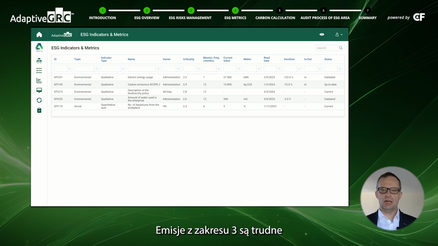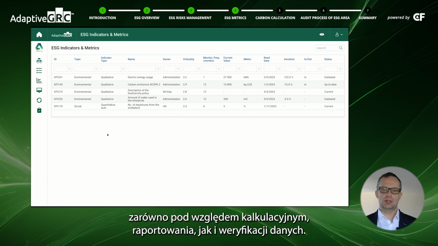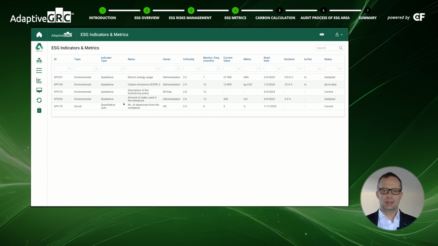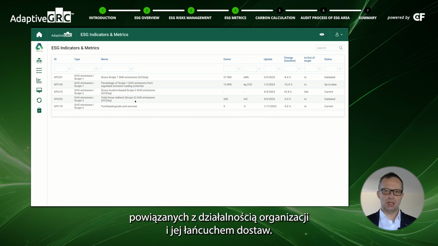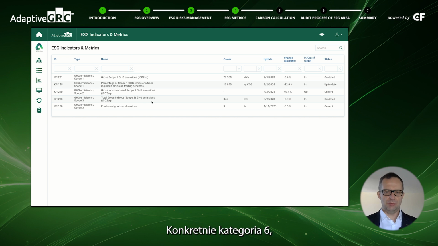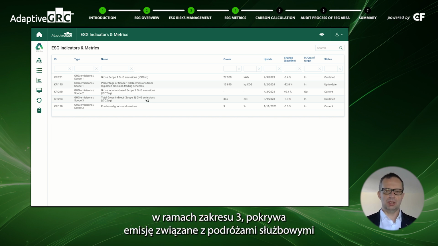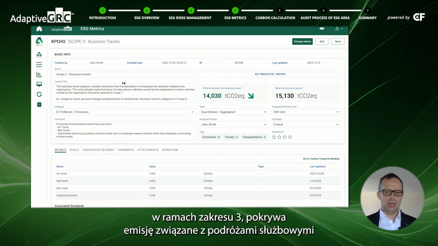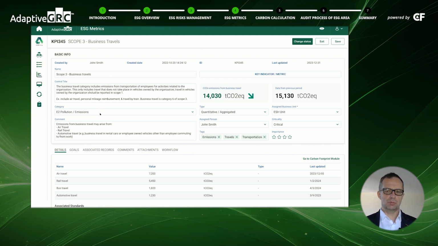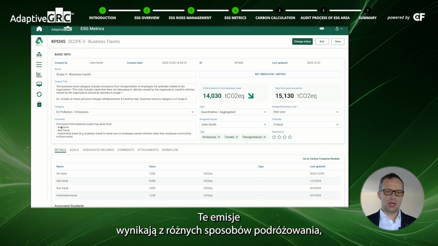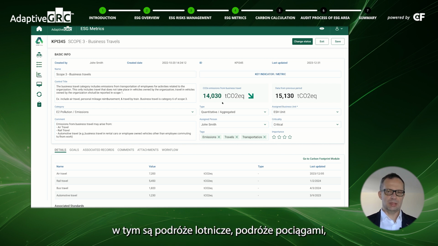Scope 3 emissions are difficult in terms of calculation, reporting, and data verification. These emissions refer to indirect greenhouse gas emissions associated with an organization's activities and supply chain. Specifically, Category 6 within Scope 3 covers business travel, emissions resulting from employee transportation for work-related purposes. These emissions arise from various modes of travel, including air travel, train travel, bus travel, and automobile travel.